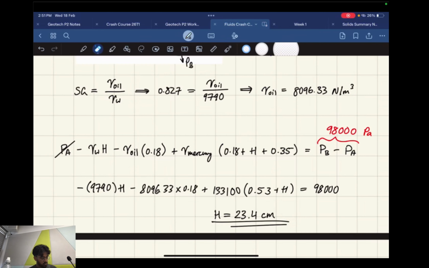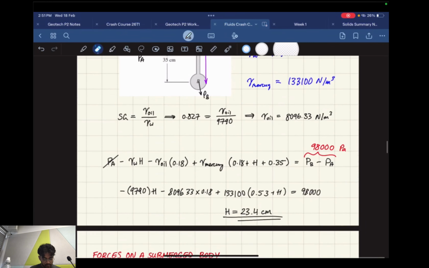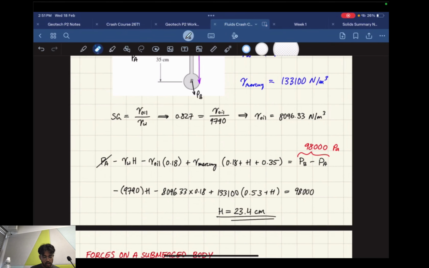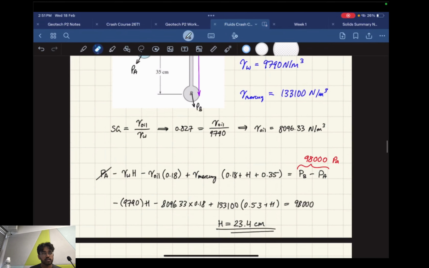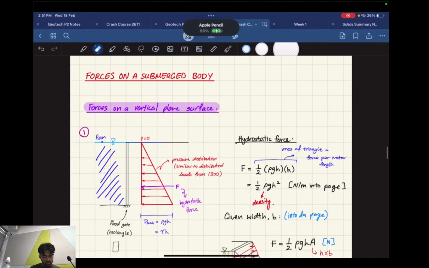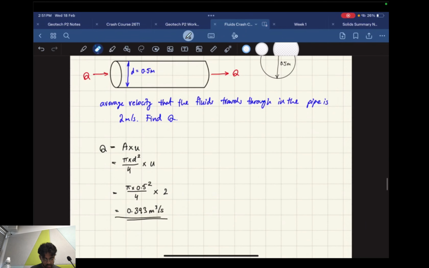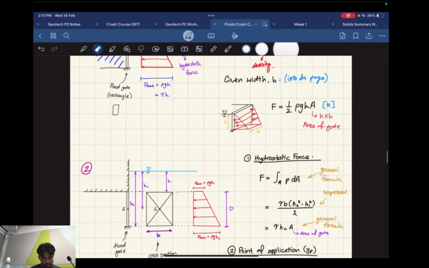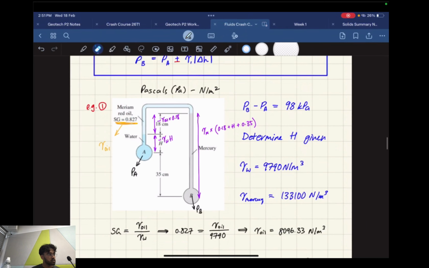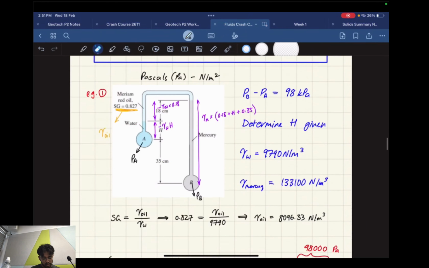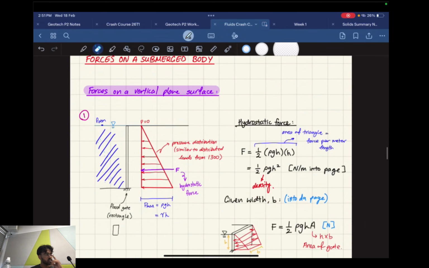I'll go through a bit more before we take a quick break. Actually, I'll give you guys a break now for 10 minutes. Then we can get started with forces on a submerged body. This is week 2/week 3. I don't know if they changed it, but it should be.